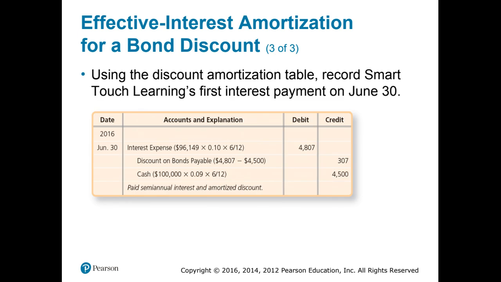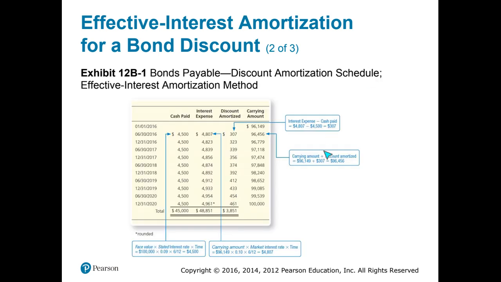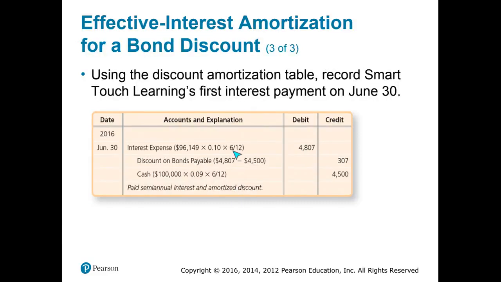All right. So using the discount amortization table, record Smart Touch Learning's first interest payment on June 30th. We're going to debit interest expense by the 4,807, credit discounts on bonds payable for 307, and we're going to credit cash for 4,500. And they show us here how we calculate that as well. It was also on this prior one, so I'm not going to read through those again, but it's listed out here too.